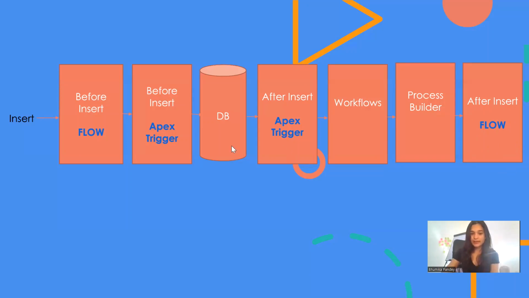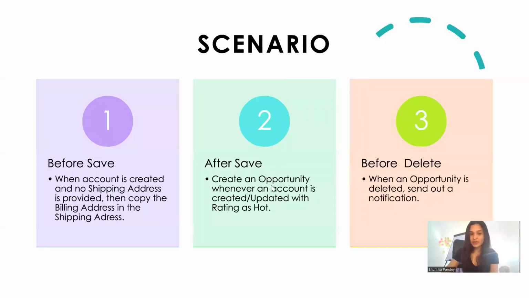I hope you have at least got the basic idea of why before save events are not available in process builder, because this is how it is built and this is how the execution happens. It doesn't check process builder in the before save event. So let's go to the scenarios now. Here I've listed 3 scenarios. One is for before save, another is for after save, and then we have something in the before delete. In before save, let's discuss it quickly, and then we'll start implementing this.